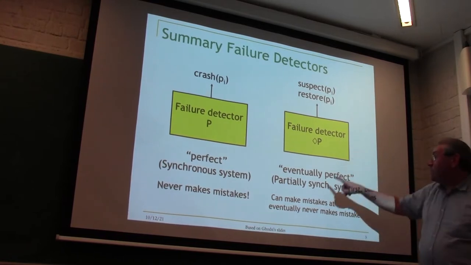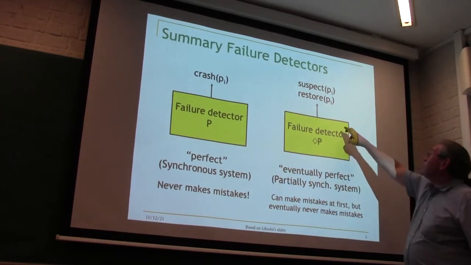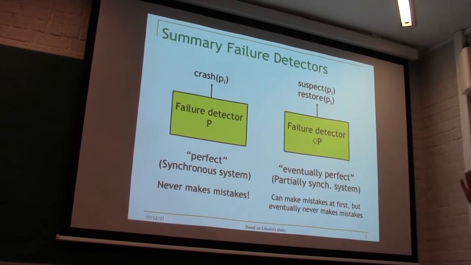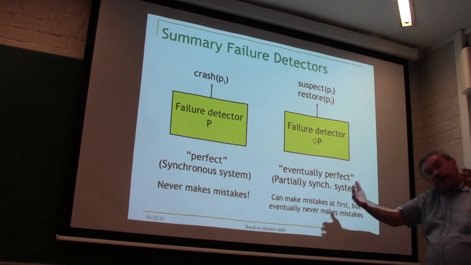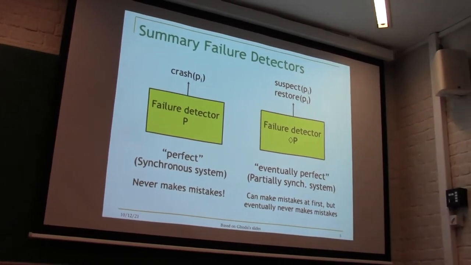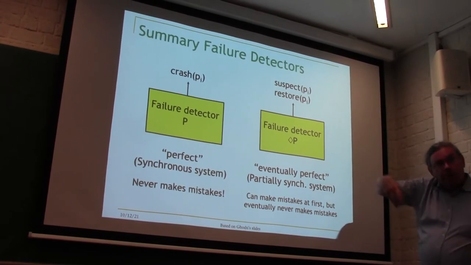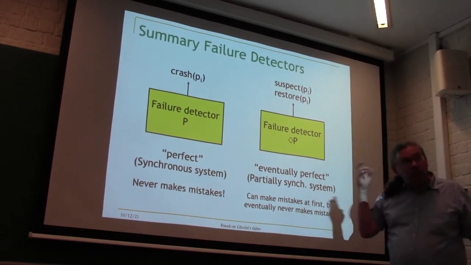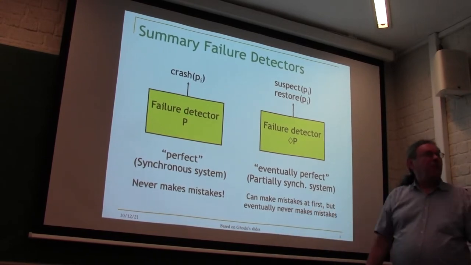This is the kind of thing you get in a partially synchronous system. This one gives you two kinds of messages, not just crash. It either suspects a node, saying I think P2 has crashed, or it says, no, restore P2, I was wrong, actually P2 is fine. So P2 can be suspected, but I can also retract. I can say, it's okay, I think P2 is okay again. This one will suspect nodes and restore nodes, and it can make mistakes. It can falsely suspect at any time, just say P3 has crashed, I think. And then later on say, no, I was wrong. It didn't crash. And the algorithm doesn't really know whether it's making a mistake or not. All you know is that eventually it stops making mistakes.